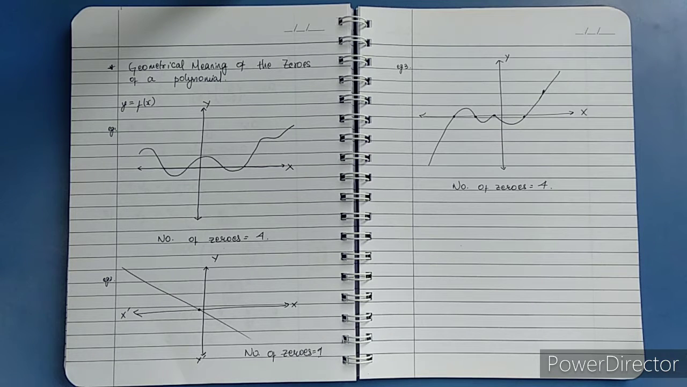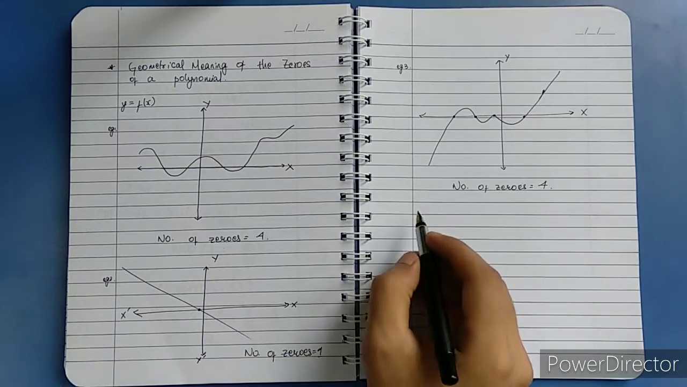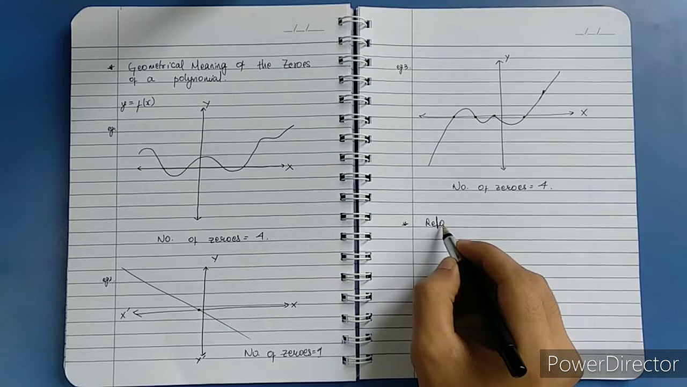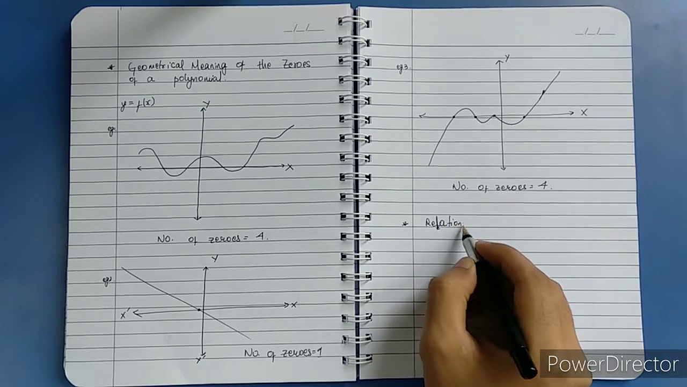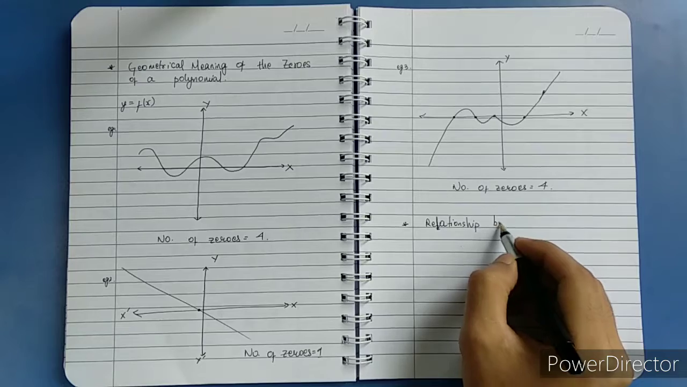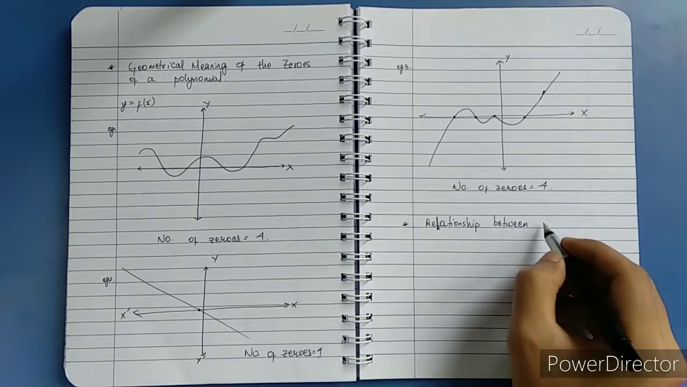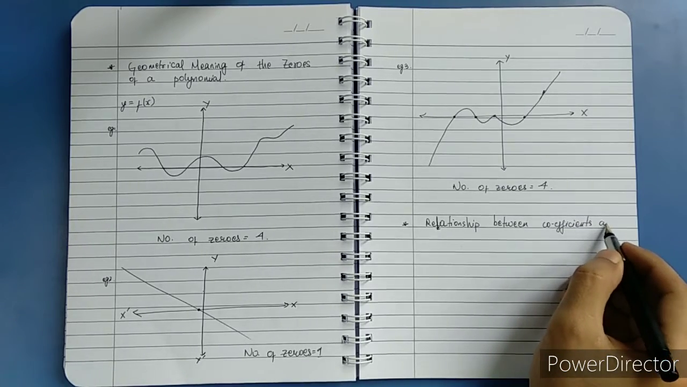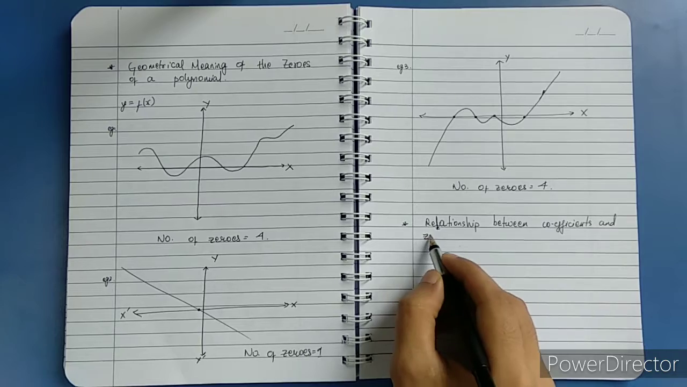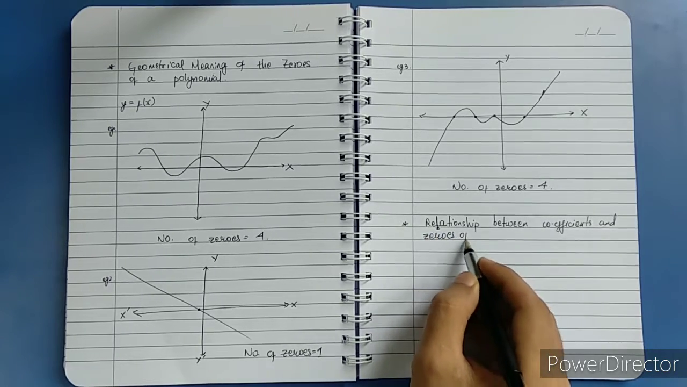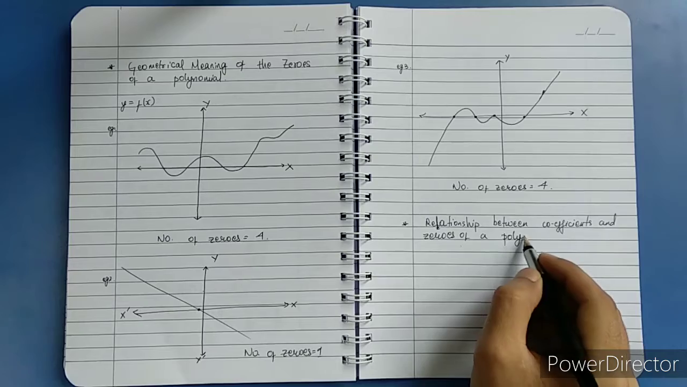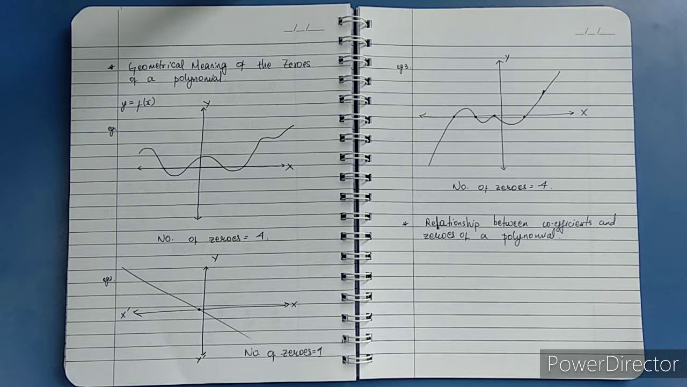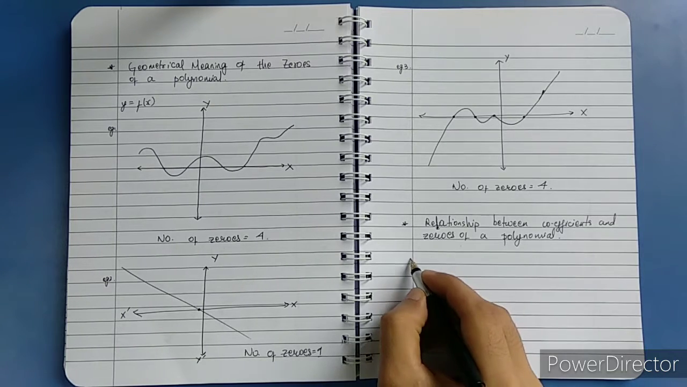So now we begin with the next topic, that is a relationship between coefficients and zeros of a polynomial. So first of all, we are going to work it out for a linear polynomial.